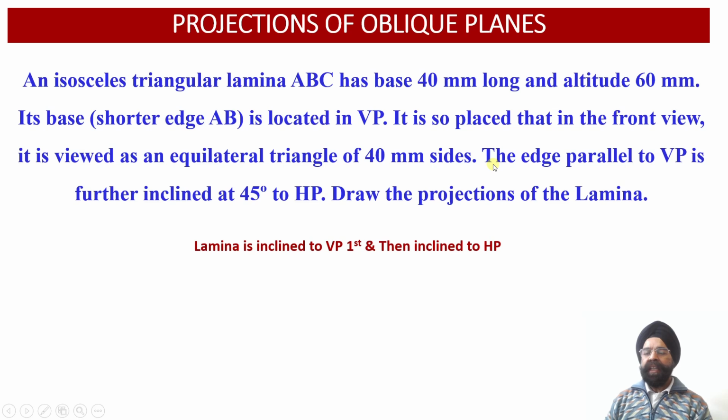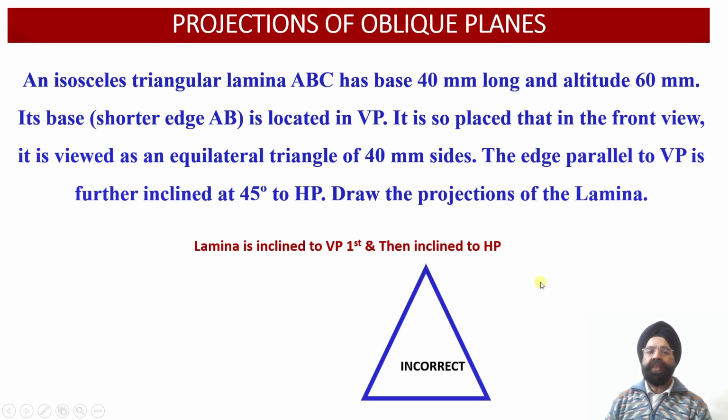And further, the edge which is parallel to the vertical plane or contained by the vertical plane is further inclined with respect to the horizontal plane at an angle of 45 degree. So we are required to draw the projections of this oblique lamina which is inclined with respect to the vertical plane in the first instance, and then it is further inclined with respect to the horizontal plane.